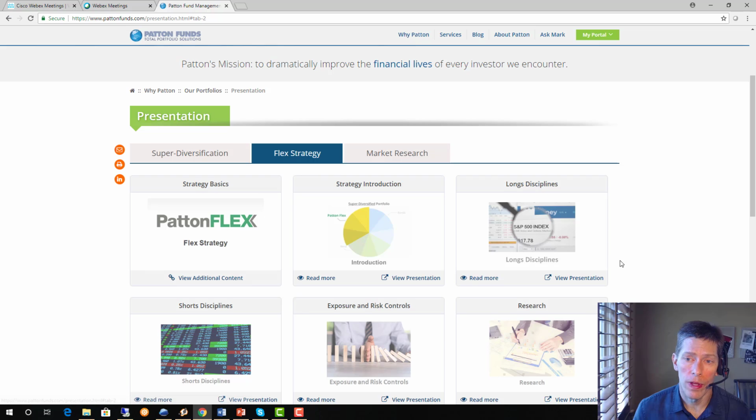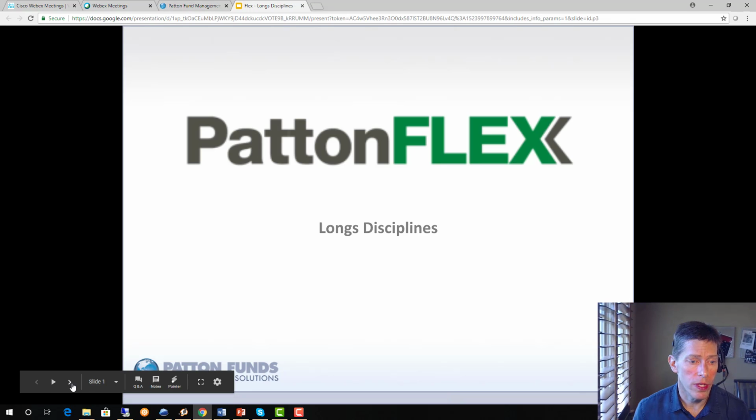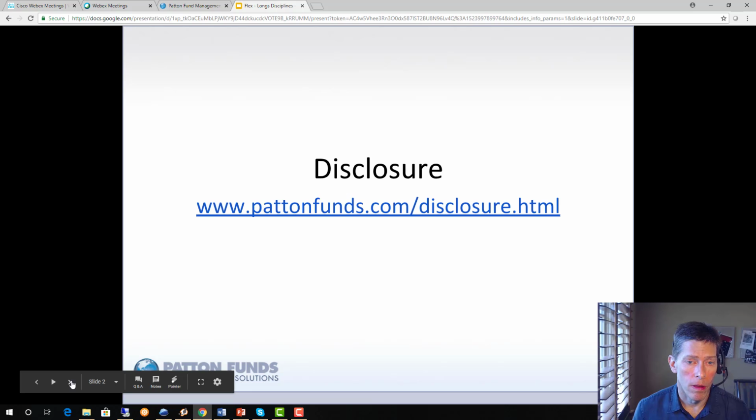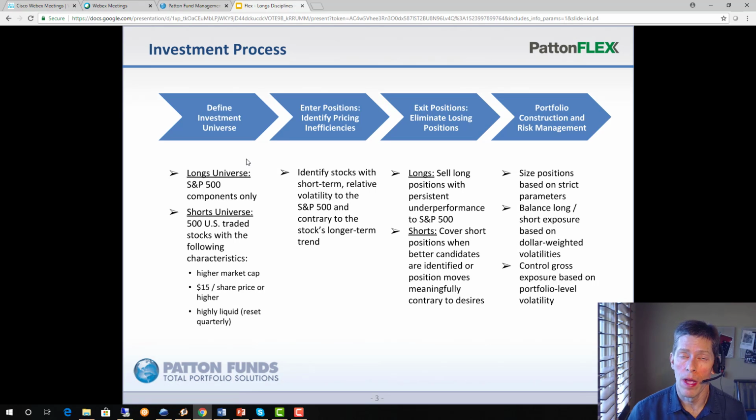I'm going to jump over to the Flex Strategy tab here, and we're going to talk about the long disciplines. So click on the View Presentation, and this will come up. So let's take a look at the long disciplines briefly. So here we go. So the investment process is to define the universe of stocks that we're going to select from. That would be the 500 stocks in the S&P 500. That's number one. So that is our universe of options.